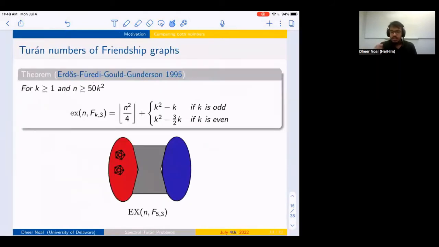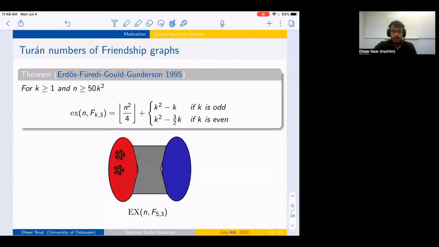So I mentioned that the Erdős theorem gives us the asymptotics of the Turán numbers, but it is still interesting to figure out the exact values of the Turán numbers. Since the friendship graphs are 3-chromatic, we know that the order of magnitude is going to be n squared, and that the constant which comes with it is 1 over 4. But it is still interesting to figure out the exact number, which basically means figuring out how you can reduce the error term which you had in the Erdős formula.